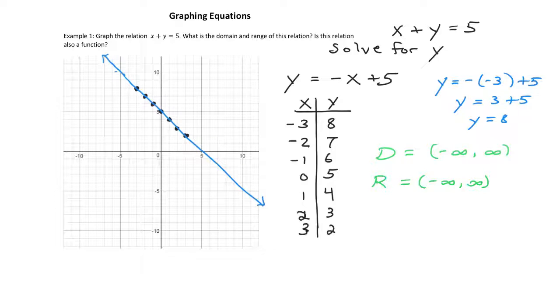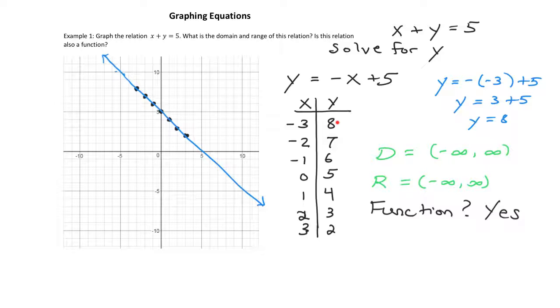Now, is this a function? The answer is yes. I can see this from the graph as well. No matter what x value you choose, you only ever get one y value back. You can see it from the equation, but you can see it from the table of values too. When you put negative 3 in place of x, we got 8.